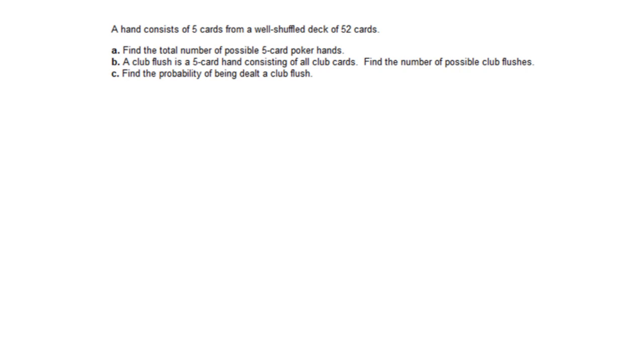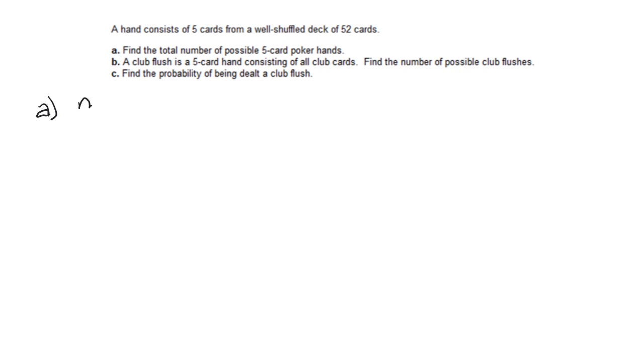Let's take a look at our next problem. A hand consists of 5 cards from a well-shuffled deck of 52 cards. So that is our standard deck of cards that we reviewed earlier. Find the total number of possible 5-card poker hands. That's part A. So when you think about this, it just says that it's not specific. It's just 5 cards. So this would be considered a combination.